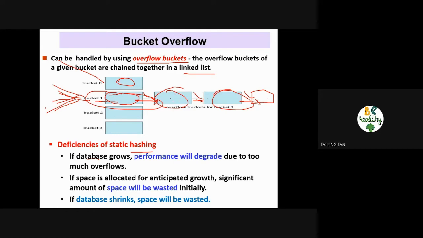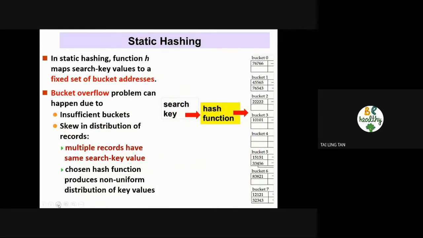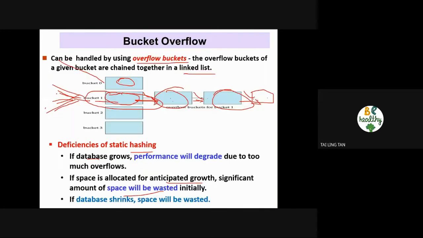Okay, if space is allocated for a database to grow, a significant amount of space will be wasted initially. So previously, in this case we only added buckets here. Some suggest: why not just assign a big number of buckets, then it won't have this bucket overflow. But if we assign too many, then of course it is a waste. So how many buckets we want to assign initially is a big problem. So eventually we have this thing called dynamic.